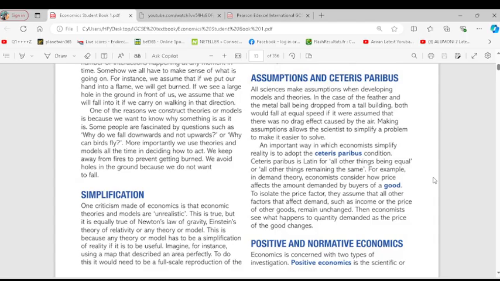So go to assumptions now. Assumptions and ceteris paribus. Are you there? Give me a second.